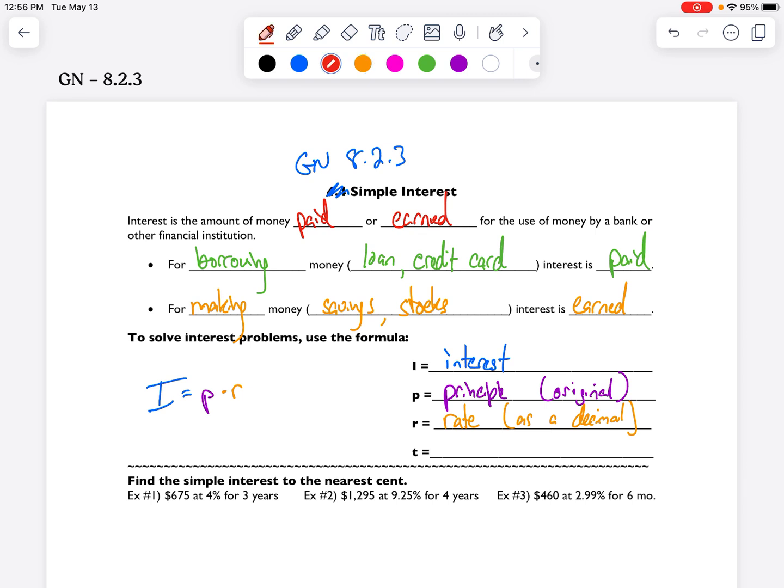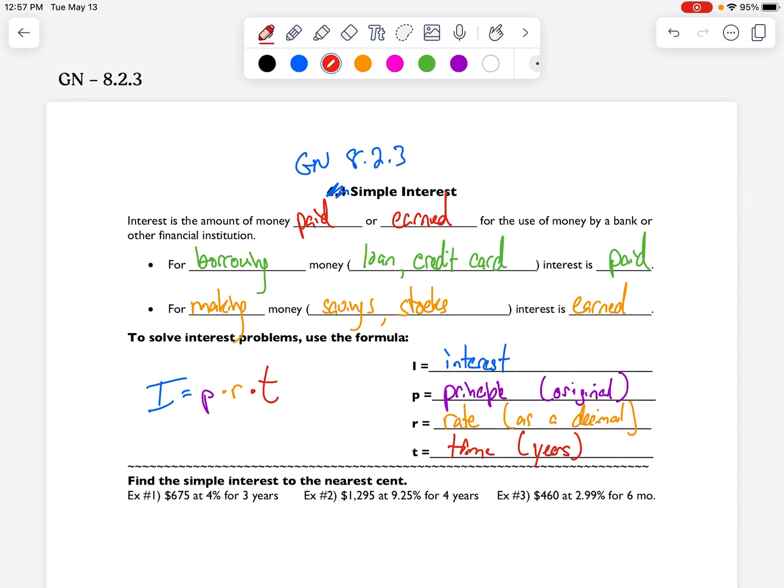And lastly, you multiply that times the time. How long is it in there for? If something is in the bank for a long time, it'll earn more money. If it's in there for less time, it'll earn less. And this is always in years. They calculate interest as annual percent yield, APY. So the setup is going to start pretty straightforward, where all you have to do is identify all these parts, and that finds you the interest. So find the simple interest to the nearest cent.